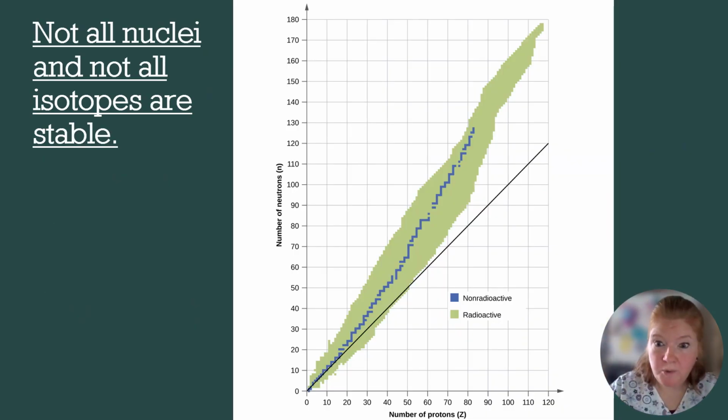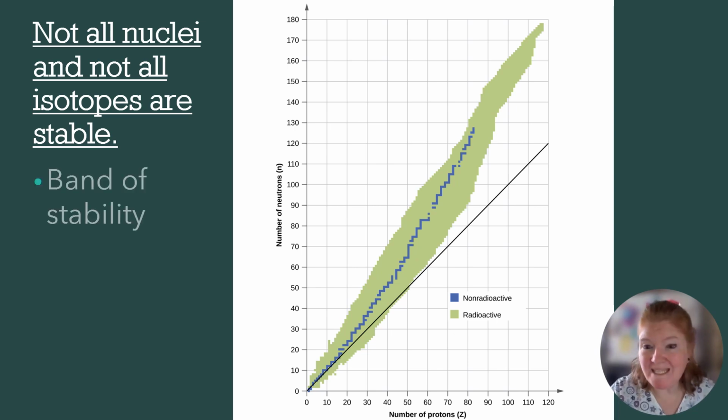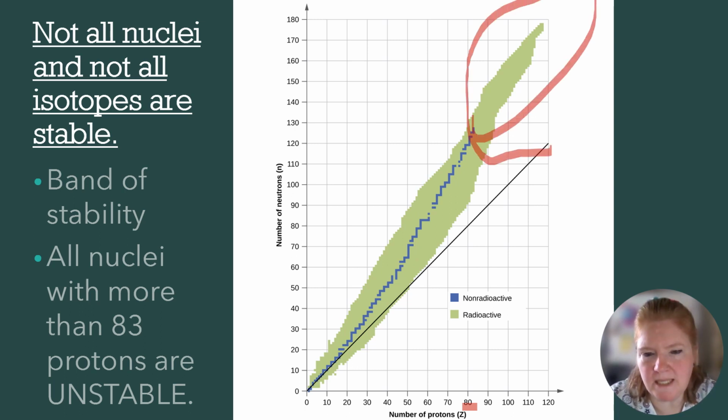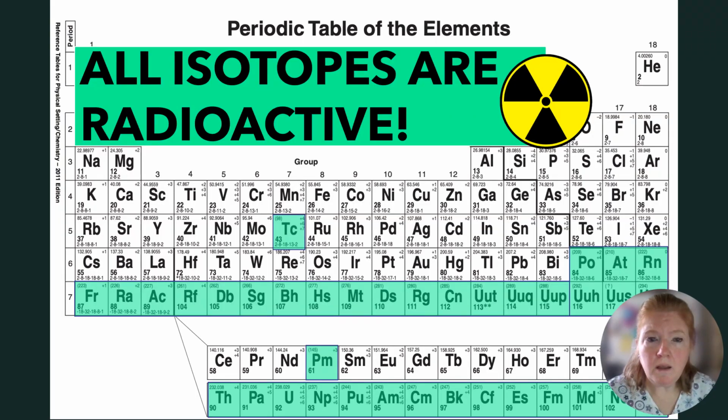Okay, not all nuclei and not all isotopes are stable. There is a band of stability, and the band of stability indicates, first of all, that any nuclei that has more than 83 protons is automatically unstable, all versions of it, okay? So if you look, here is number of protons 80, so a little bit past here, right? So right here, look at this. That's all unstable, radioactive, okay? All isotopes for those are unstable.